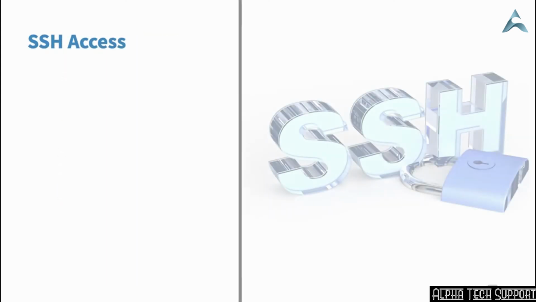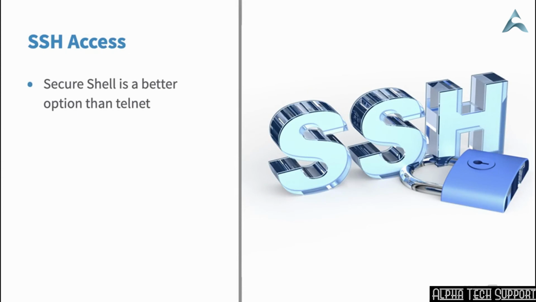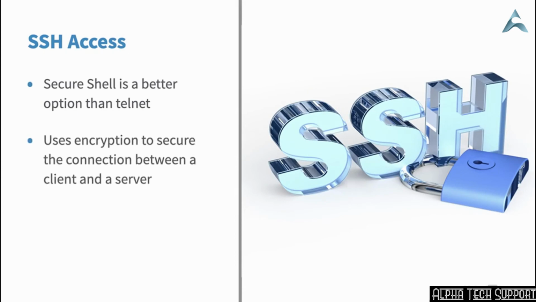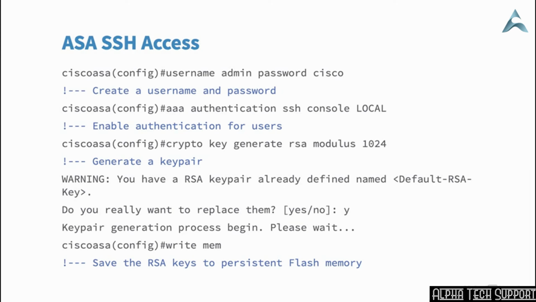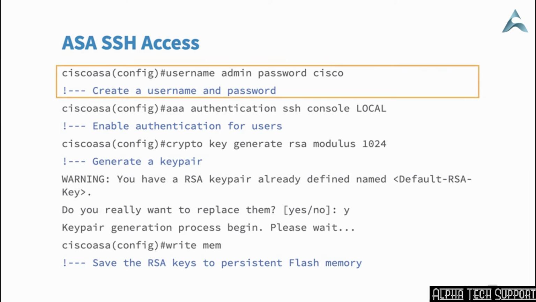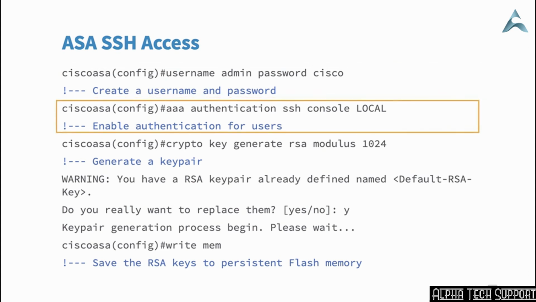Now the default is 5 minutes, and here I've set it to timeout after 7 minutes. The ASA supports Secure Shell, and this is actually a better option than Telnet as it uses encryption to secure the connection between the client and the server. To configure SSH, you'll need to complete the following commands. First, you'll need to create a username and password, and then enable authentication for users.